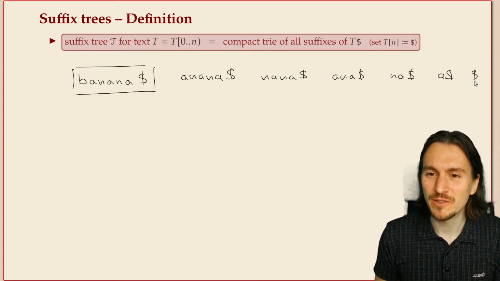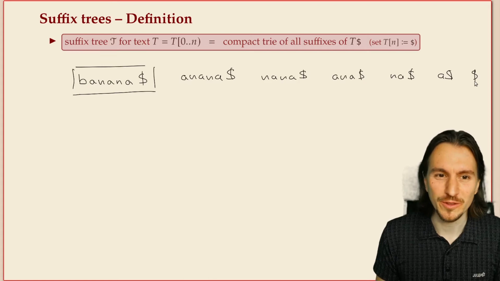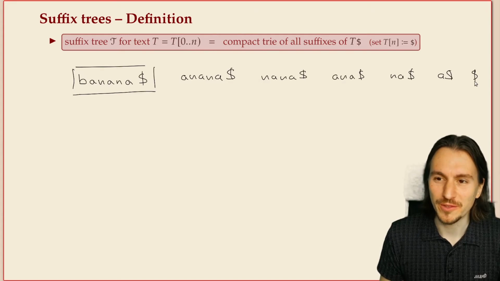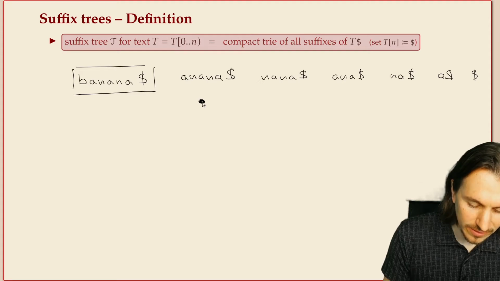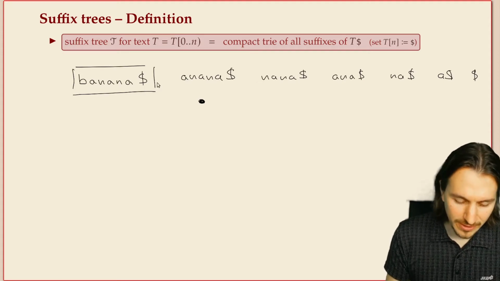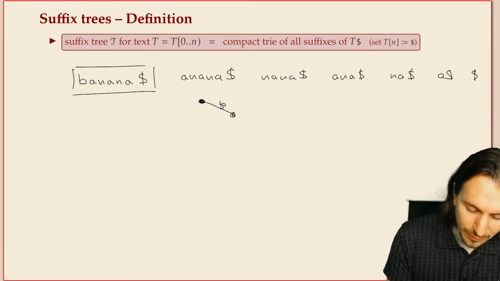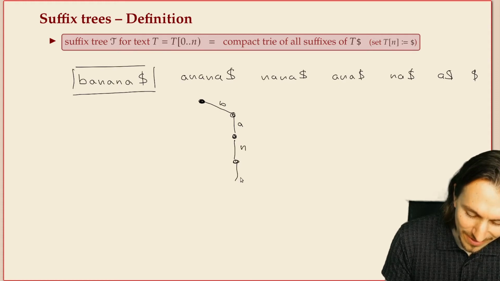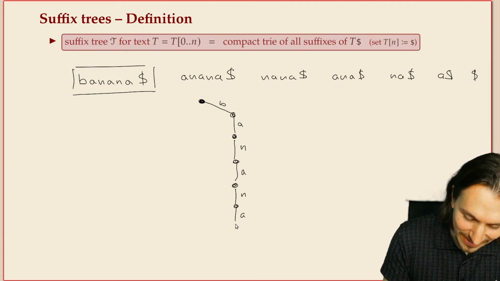And now we insert them into a compact trie. Now it's a bit tricky to do the compact trie in one shot, so at least for the manual construction, let's do first the standard trie, and then we create the compact trie afterwards. Okay. So we start with the root, and let's do the longest one first. So this is banana. So I'd have a B, then I have an A, banana, and the $.